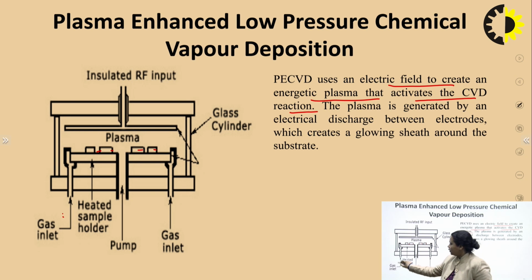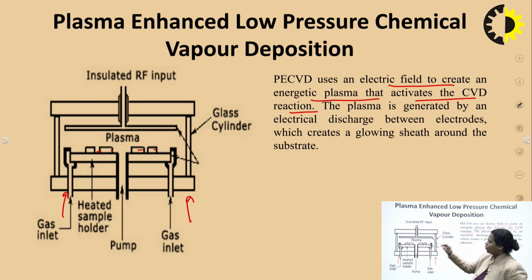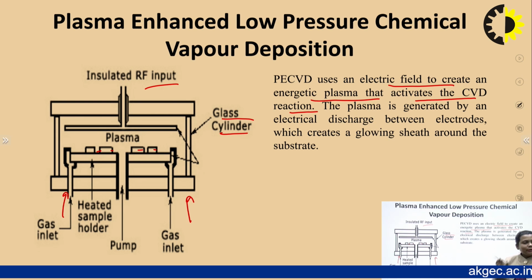The gas is going from both sides, over the wafers, and the whole process is using the glass cylinder which I have drawn, and the insulated RF input. The input is used just to create the electric field and the electric current which is developing the plasma, and that plasma is going to create a layer on your wafer, right? So this is plasma enhanced CVD. Plasma enhanced low pressure CVD is another method of chemical vapor deposition.